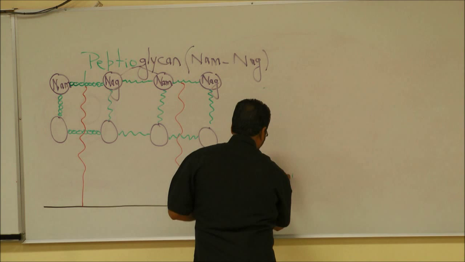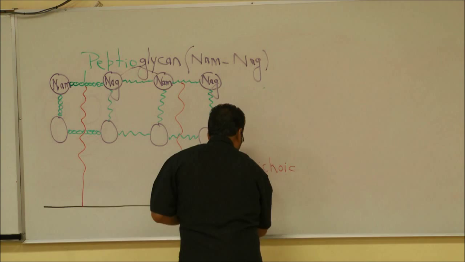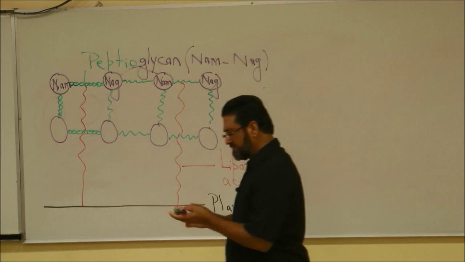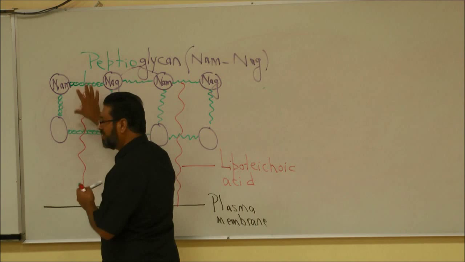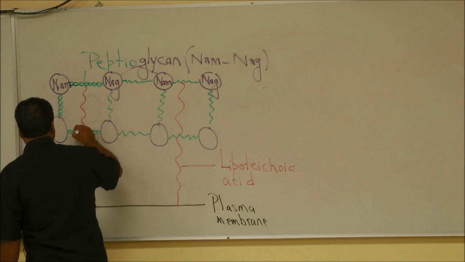Lipoteichoic acid. How about the second teichoic acid, which is called valteichoic acid? Valteichoic acid doesn't go all the way. I have only drawn two layers. You can draw two more. It doesn't go all the way to the bottom. It actually sticks out from the surface like this. Like that.